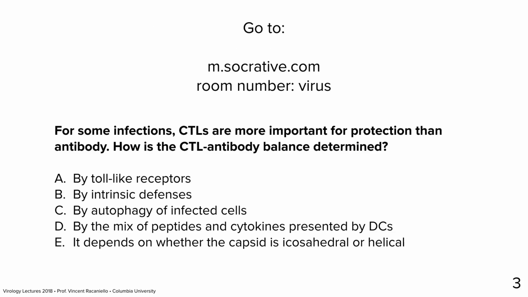For some infections, CTLs are more important for protection than antibody. How is the CTL antibody balance determined? Toll-like receptors, intrinsic defenses, autophagy of infected cells, by the mix of peptides and cytokines presented by DCs. It depends on whether the capsid is icosahedral or helical. By the mix of peptides and cytokines presented by DCs, that's it.